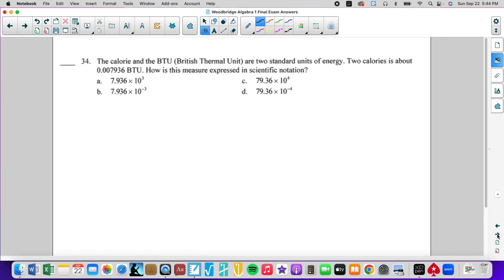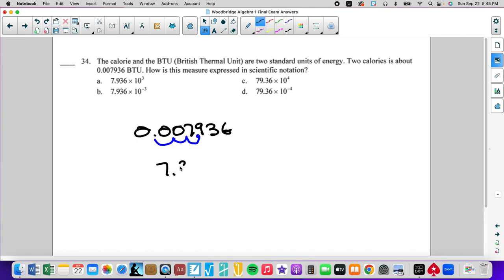All right, the calorie and the BTU, the British thermal unit, are two standard units of energy. 2 calories is about 0.007936 BTU. How is this measure expressed in scientific notation? So we would take this value, 7936, and now we're going to move this decimal point one. It's not between 1 and 10. It's still not between 1 and 10. Now it's 7.9, so that is between 1 and 10.